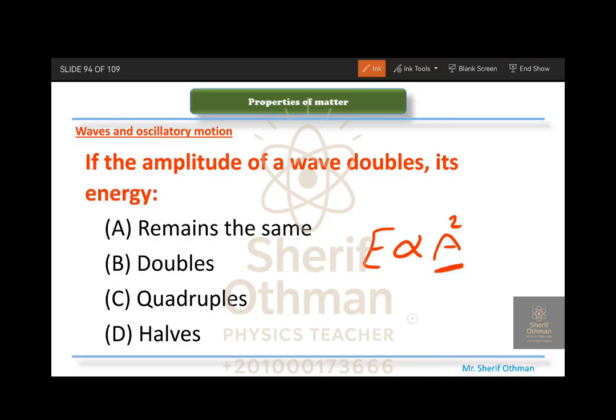If it doubled, multiplied by 2, the 2 will be squared, so it will be quadruple. If it trebled, the increase will also be squared, so it will increase by 9. Here in this question it is double, so it will be quadruple.